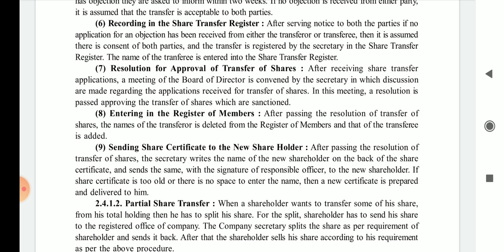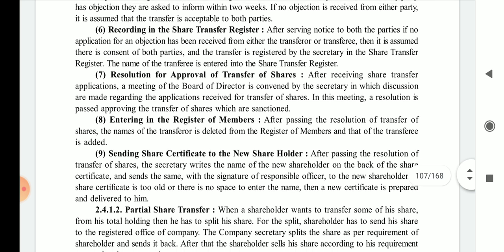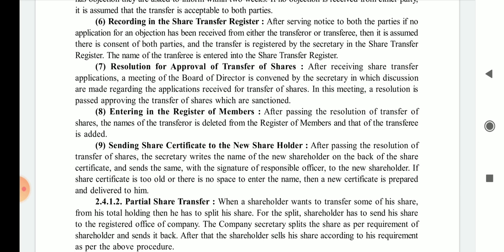Next one is the entering in the register of members. After passing the resolution of transfer of the share, the name of the transferor is deleted from the register of members and that of the transferee is added. The approval in the board of directors meeting is received at that time. In the register of members, the person who had transferred the share is known as the transferor, and his name is deleted from the register of members. Transferee means the person who had purchased the share, and his name is added in the register of members. So he will be entitled to be a member of the company, and the person who had sold the share is removed from the register of members.